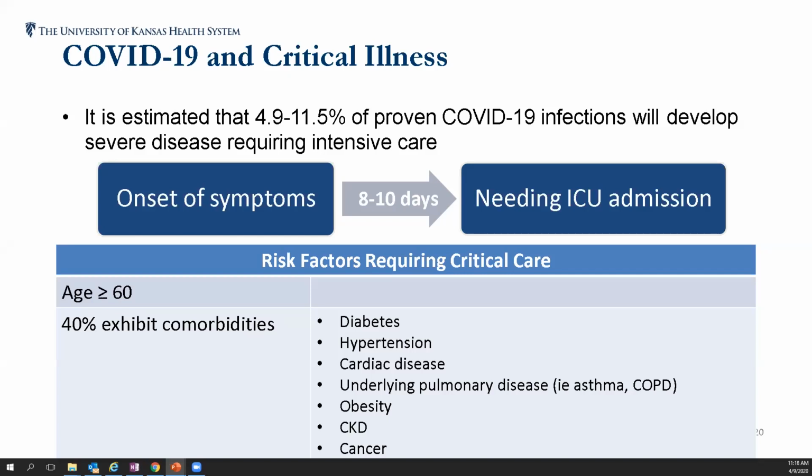As Matt mentioned, these are some of the identified risk factors: age greater than or equal to 60, and patients with comorbidities such as diabetes, hypertension, cardiac disease, underlying pulmonary disease, obesity being a new marker for us in the US.